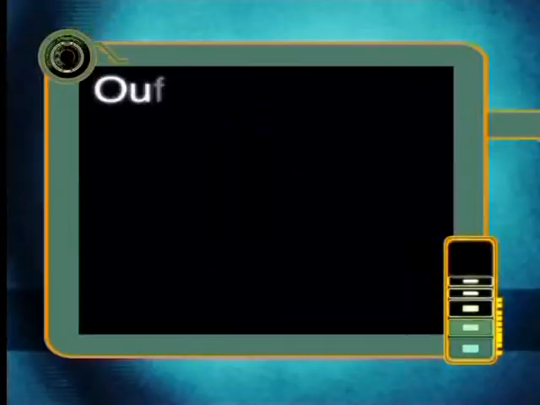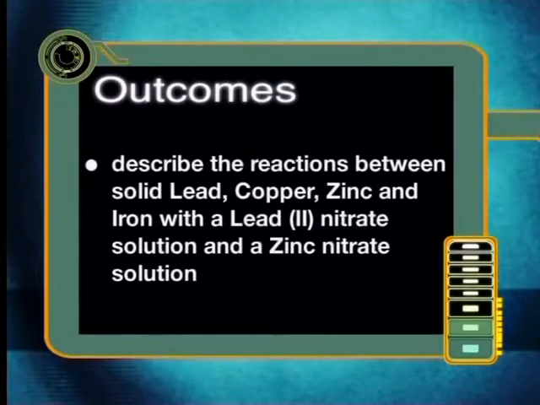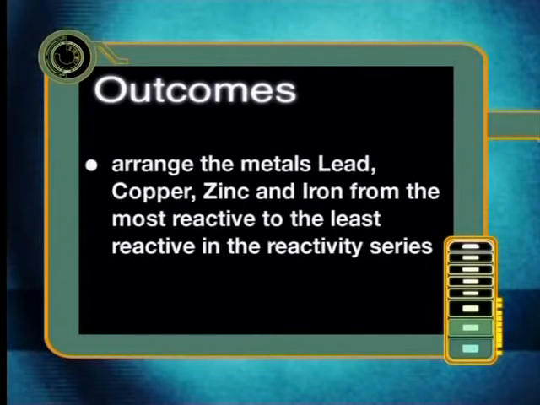Here is what we would like to achieve by the end of this lesson. By the end of this lesson, you should be able to describe the reactions between solid lead, copper, zinc, and iron with a lead 2 nitrate solution and a zinc nitrate solution. Arrange the metals lead, copper, zinc, and iron from the most reactive to the least reactive in the reactivity series.